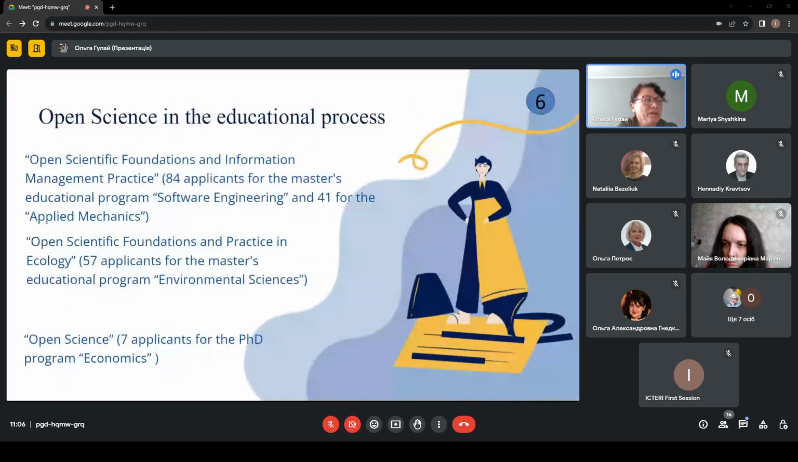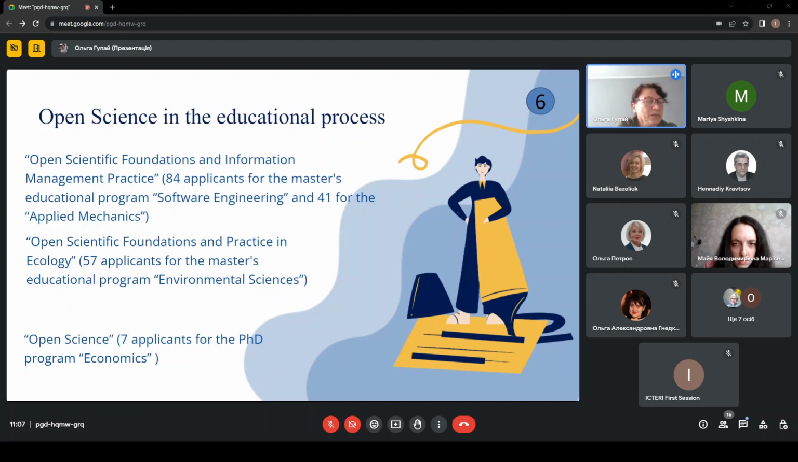The main aspects of the concept of open science are included in the educational process. This is a separate topic in the discipline Methodology of Scientific Research for masters and graduate students, or a special discipline, selective or normative, depending on the specialty. In particular, in 2022 masters study the disciplines Open Science Foundation and Information Management Practice and Open Science Foundation and Practice in Ecology. And graduate students study Open Science.